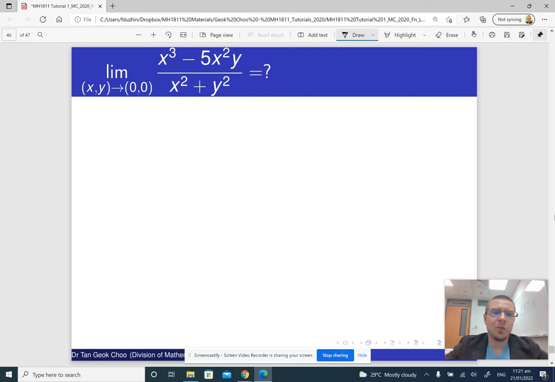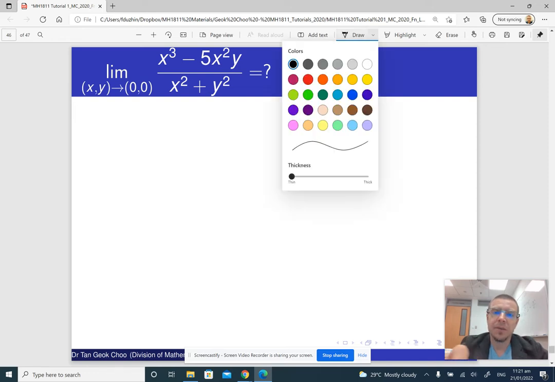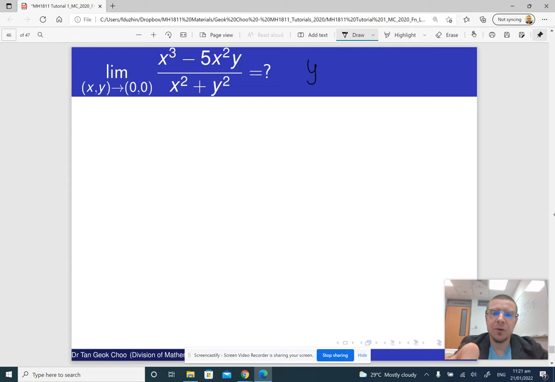With limits of functions of two variables, we can always suspect that there is no limit. In order to prove that there is no limit, we usually use limits along different paths. So we can look at the limit along a path, say y equals kx, where k is some real number.